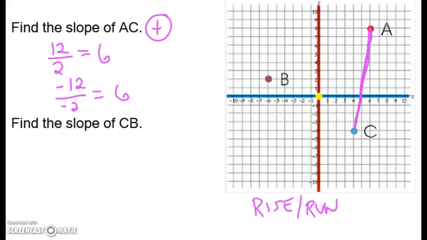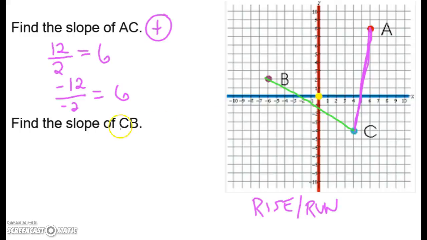Okay, let's do another one. Let's do it in a different color. We're going to do neon green. It says find the slope of CB. Some people would look at this and say, if I'm going from C to B, I'm going up. That must be positive. No, you're reading the graph from left to right. If I read this from left to right, I'm actually going down.